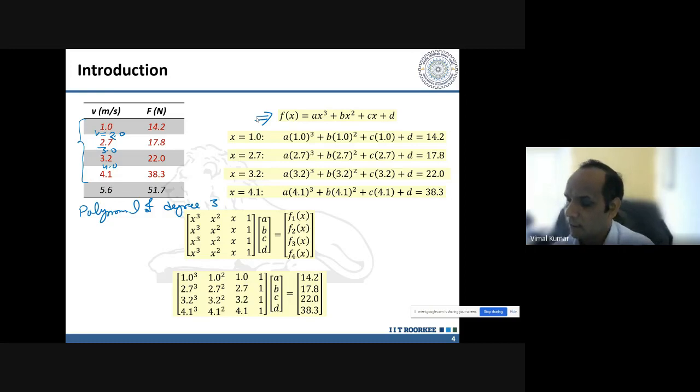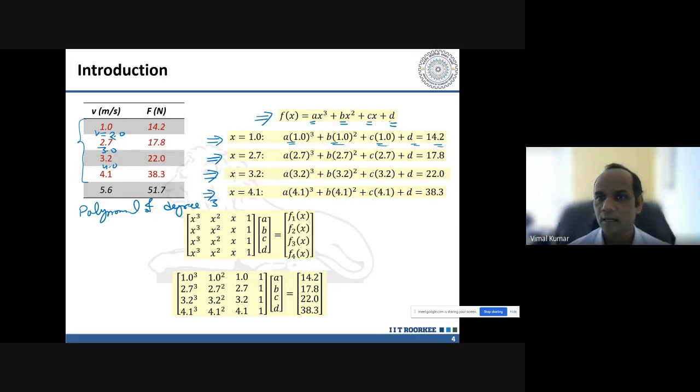Now let's just put the values of x into this particular polynomial of degree 3 which we have taken. Let's put x equal to 1. I came up with this equation, which equals the force, f of x. Then again I put x equal to 2.7, x equal to 3.2, x equal to 4.1. So I have assumed this polynomial with unknowns a, b, c, and d, and then put in all those values of x on which I am developing the polynomial. Actually, I'll have these four equations.